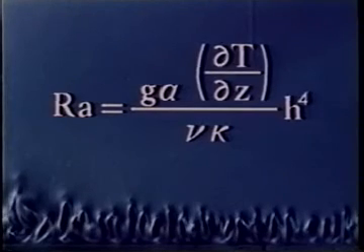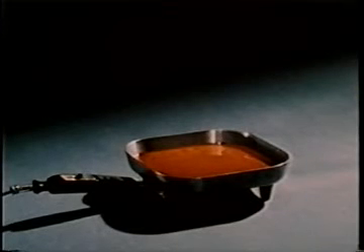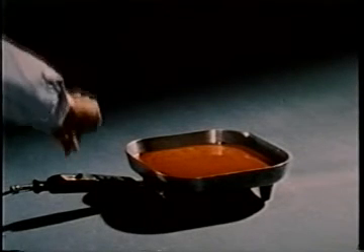Here is a layer of fluid heated from below and cooled by the air above. I increase the Rayleigh number by heating the bottom. The time scale in this scene is speeded up. As the Rayleigh number goes beyond critical, instability sets in the form of Bénard cells. Let us look at that again.